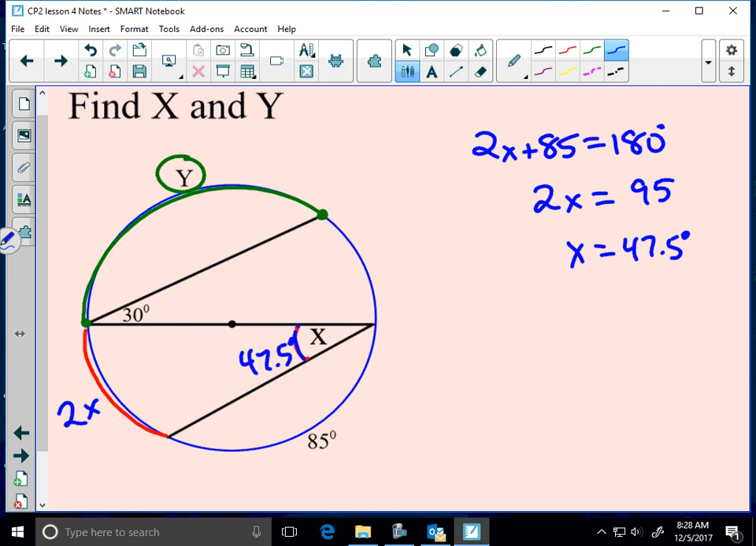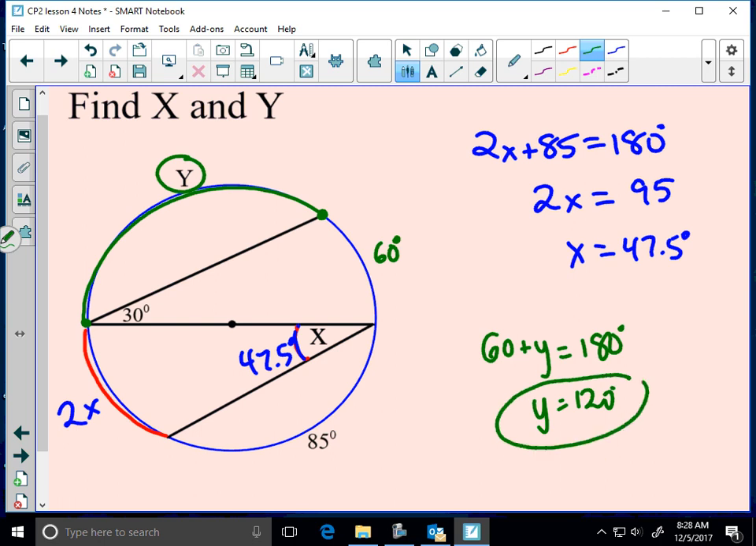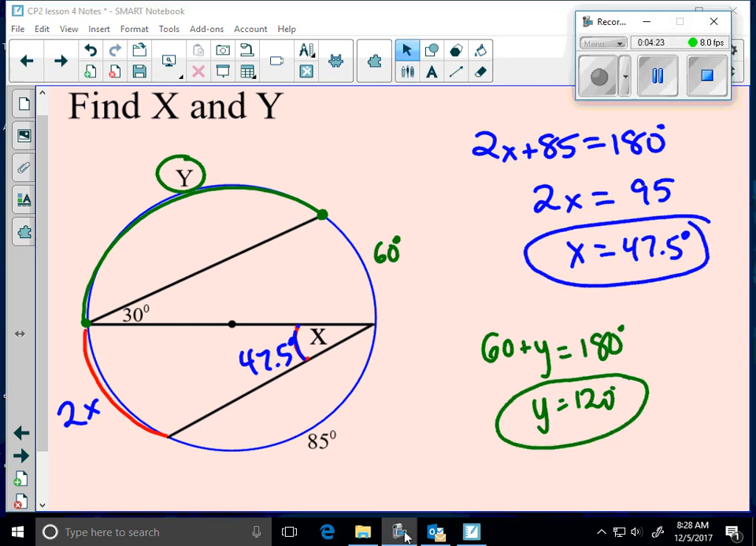Now that should give away on this second portion the fact that if this is 30, then this arc here would be 60. And 60 plus Y has to equal half the circle as well. So it looks like Y has to equal 120. More to do here.